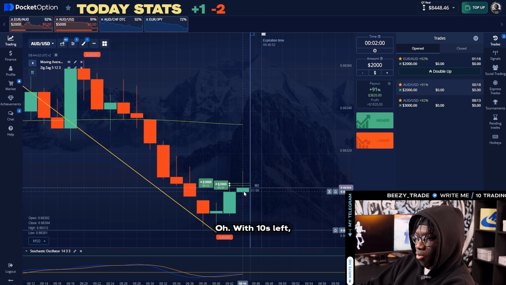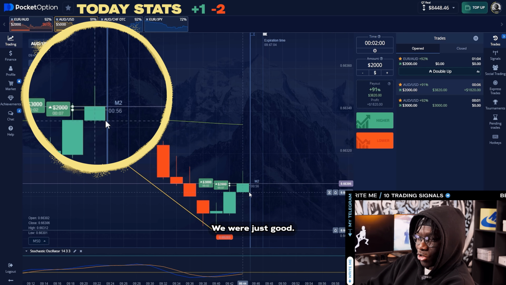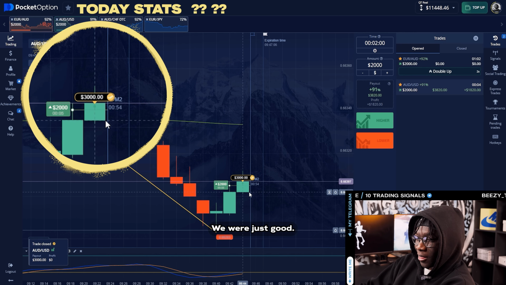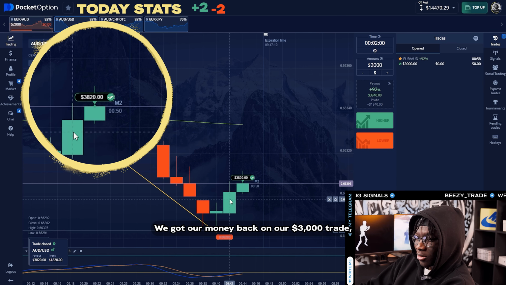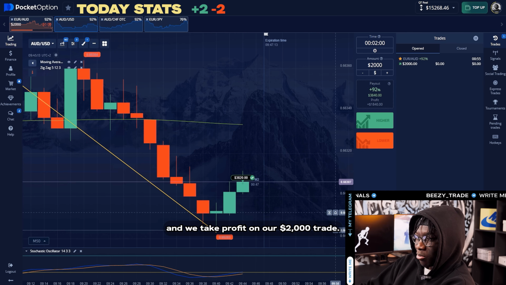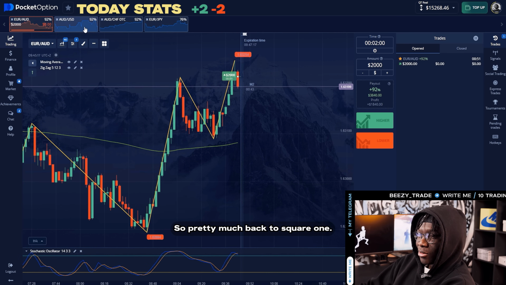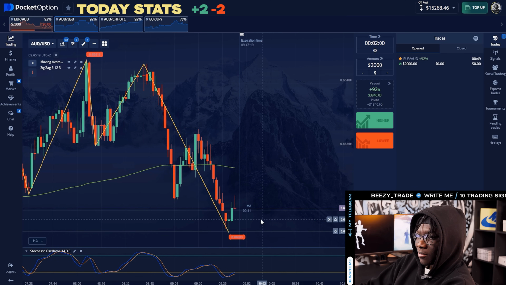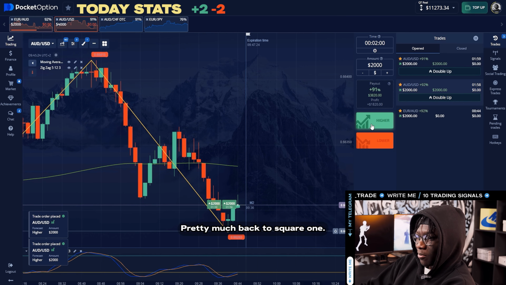Oh, with 10 seconds left, we pulled a little bit below 13.76. We were just good. 3, 2, 1. We got our money back on our $3,000 trade, and we take profit on our $2,000 trade. So pretty much back to square one.